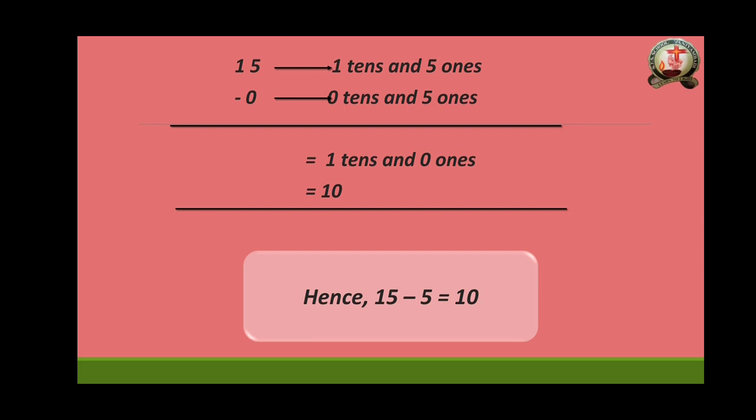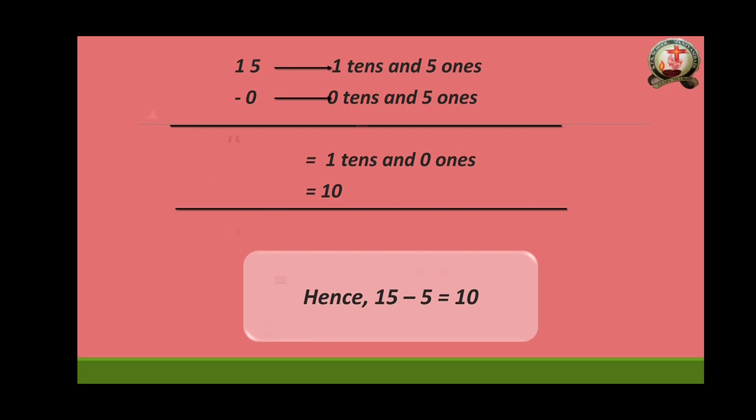Also we can do it like this: 15 means 1 tens and 5 ones, and 5 means 0 tens and 5 ones, right? So when we subtract it, we get 1 tens and 0 ones. So the difference between 15 and 5 is 10, right? Are you all clear about it?